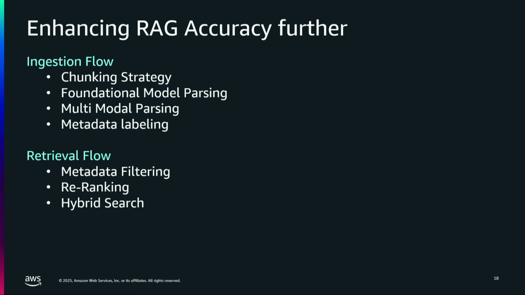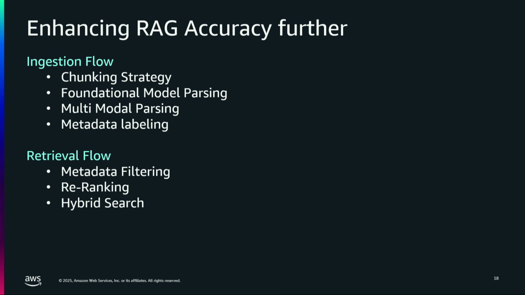Metadata labeling is another technique where you can define that, okay, you have multiple documents within your data source and you want to label them so that when you are asking a question, depending on your question, it will identify, I have to use this particular labeled document, and it can directly get the answer from there. These are a few of the techniques for the ingestion flow. Then we have certain techniques within the retrieval flow.